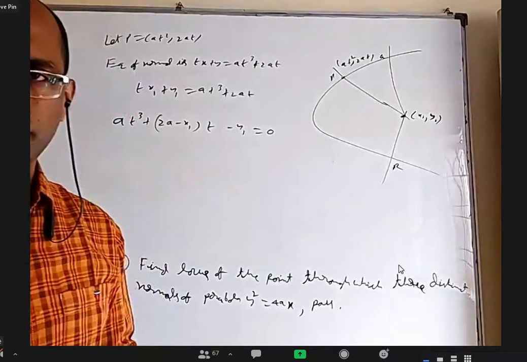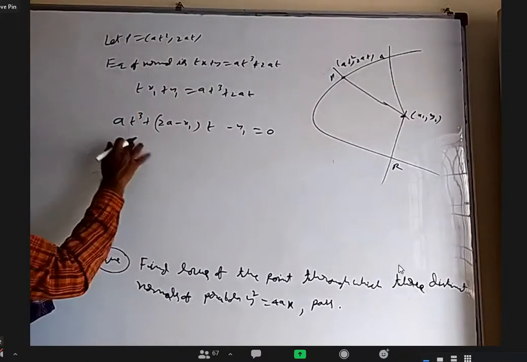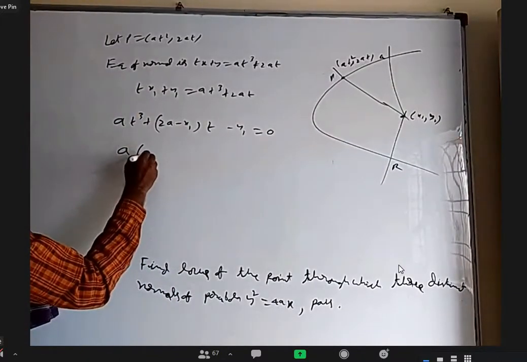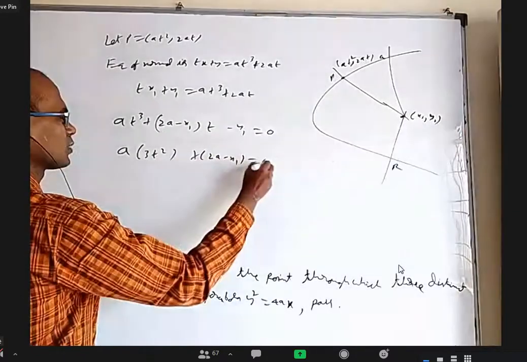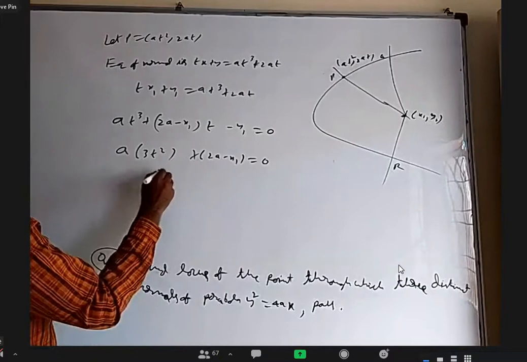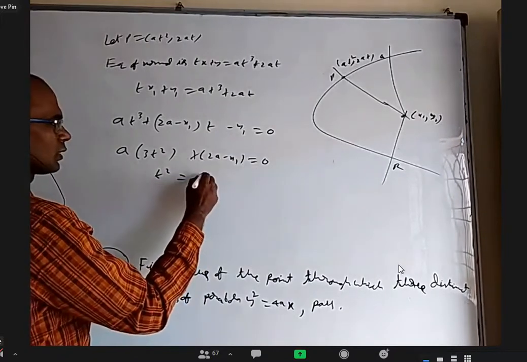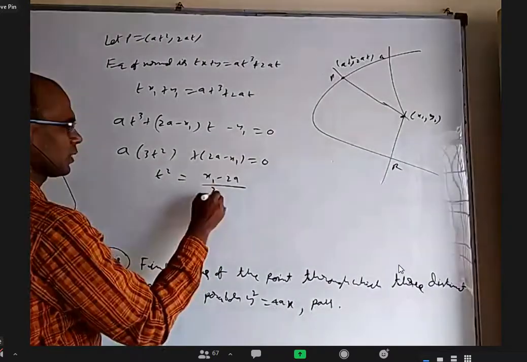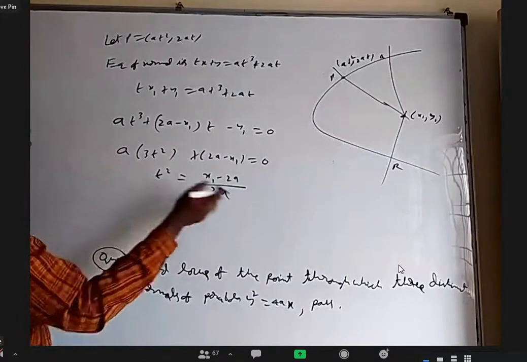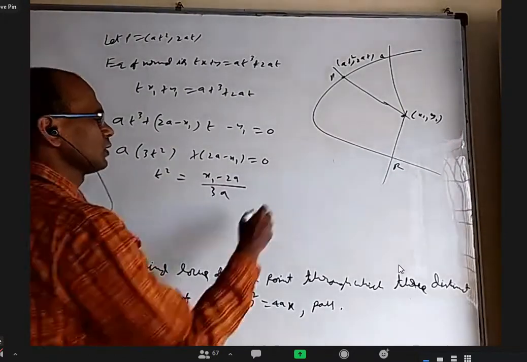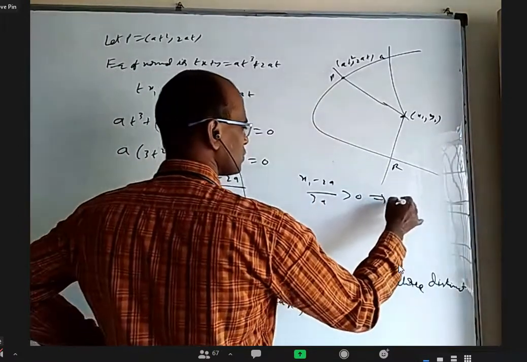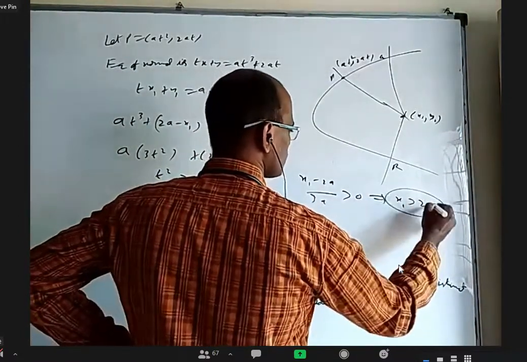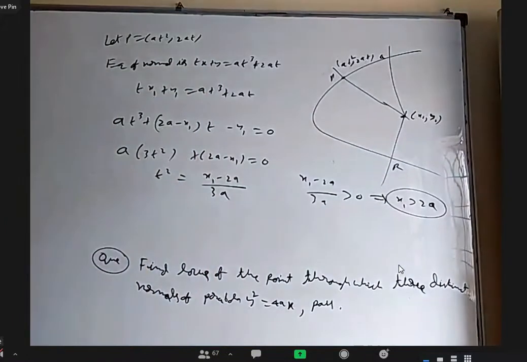Okay, so let us differentiate this. a into 3t square plus 2a minus x1 equal to 0. From this you will get t square is equal to x1 minus 2a by 3a. This should be positive, otherwise you will not have solutions for this. So x1 minus 2a by 3a should be greater than 0. So x1 should be greater than 2a. Okay, that is one condition.